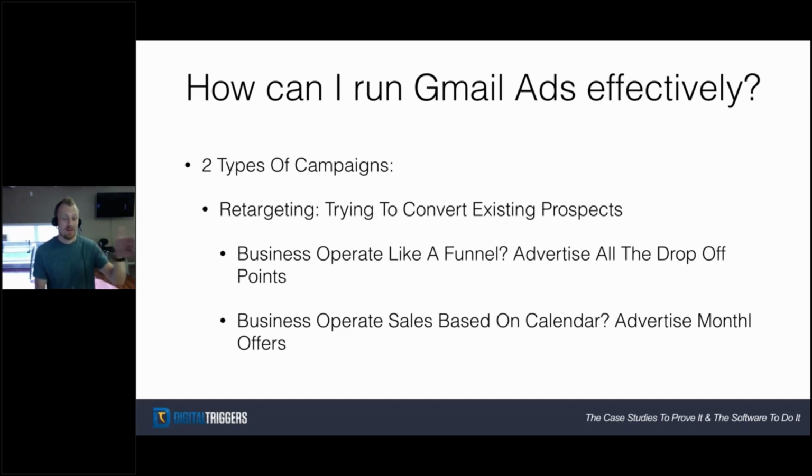If so, I'll advertise at all the drop-off points. Somebody came, but they didn't opt in. I'm going to advertise and push people to the opt-in. They opted in, they landed on the VSL and they didn't buy. I'm going to push people back to the VSL, right? And so what you would want to do is strategically advertise all the drop-off points. Drop off 1, drop off 2, drop off 3, drop off 4, in order.